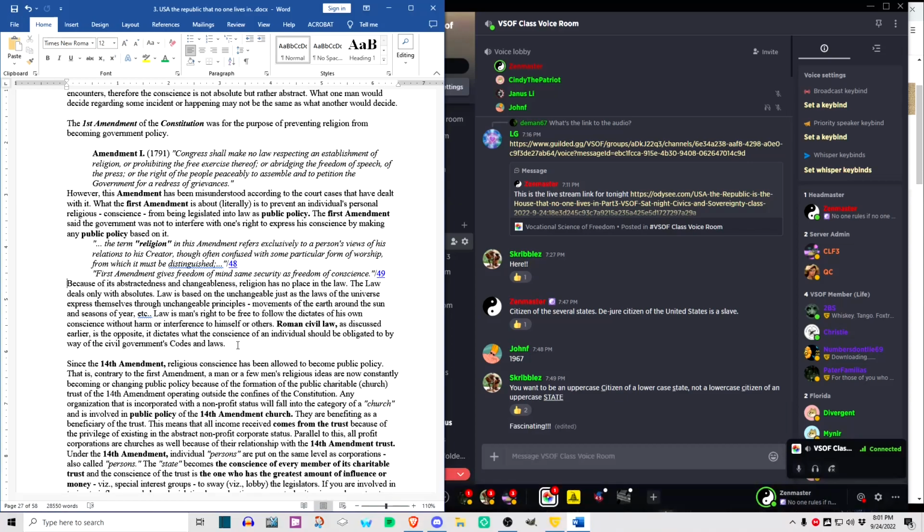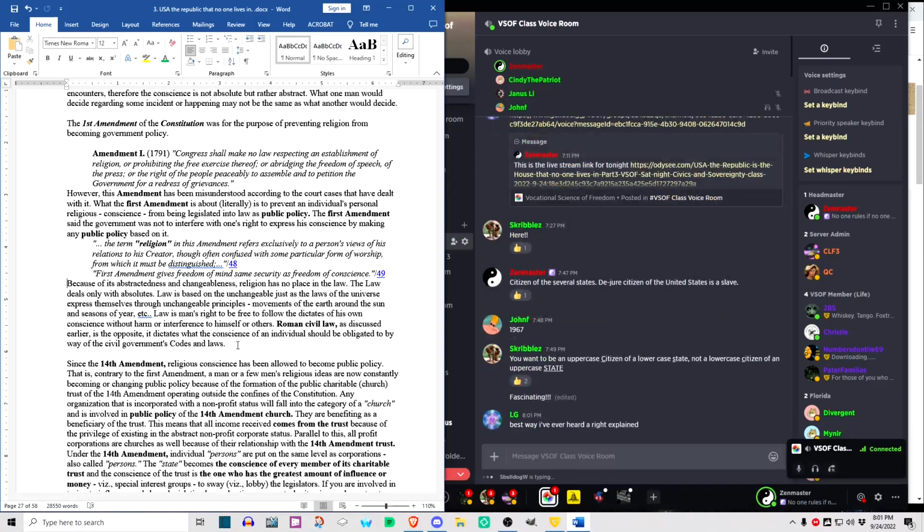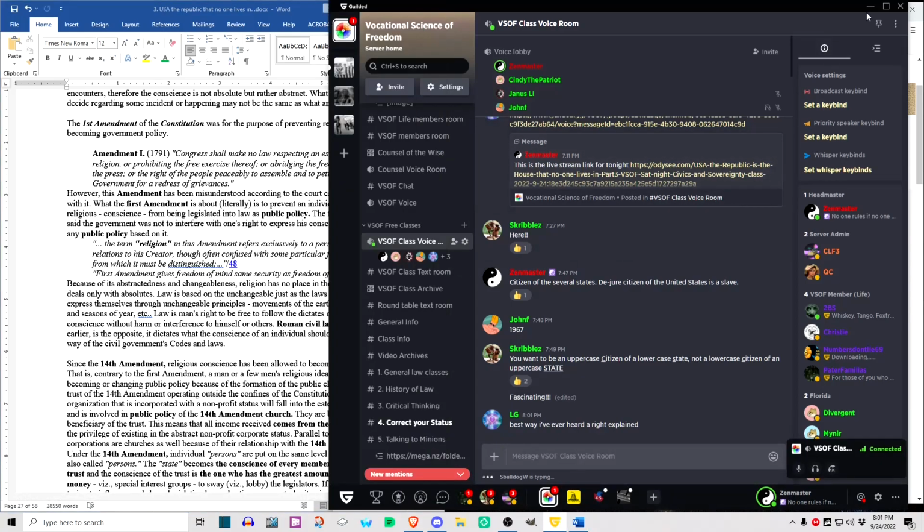In contrast to that, to continue here, Roman civil law, as discussed earlier, is the opposite. It dictates what the conscience of an individual should be obligated to by way of the civil government's codes and law, meaning statutes, acts, ordinances, and codes. This is what they are. Statutes, acts, ordinances, and codes are filthy Roman civil law, and they were never meant to have any power over us whatsoever.